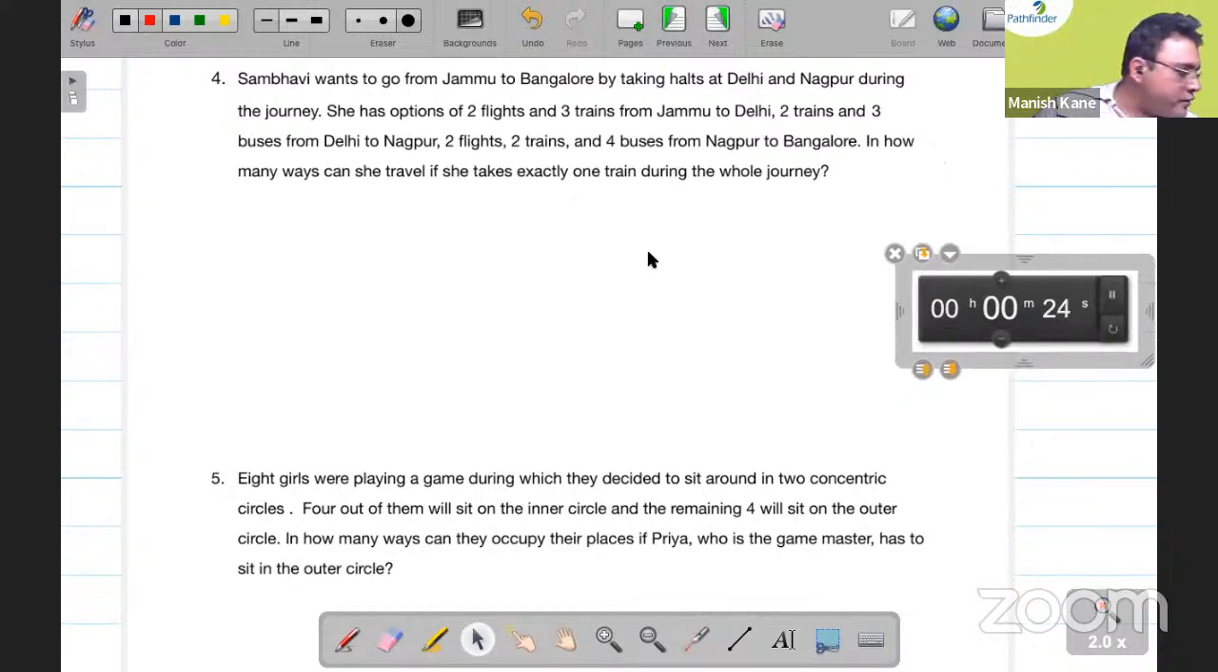Anyone who's got the answer to this question? No, I don't think so. Okay, Subodh, I think you have got the right answer. Okay, anyone who's got the right answer here?